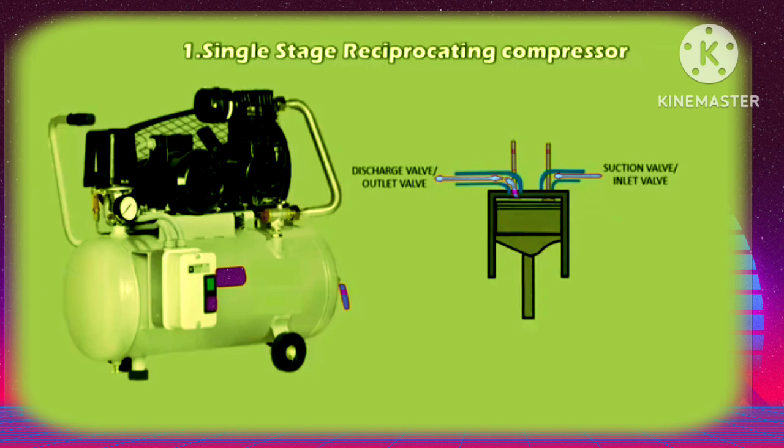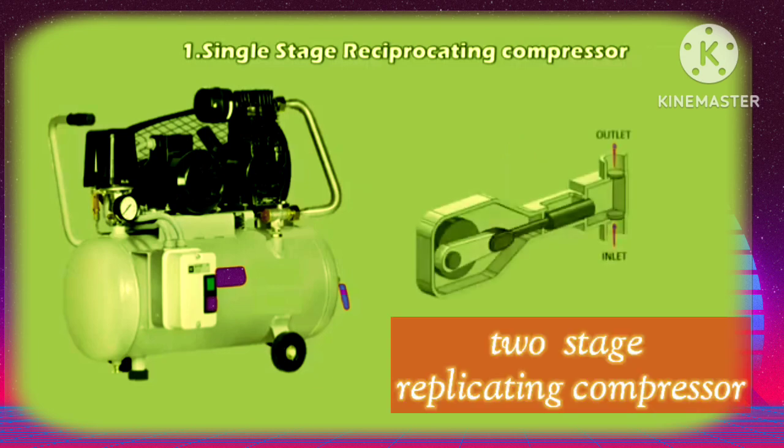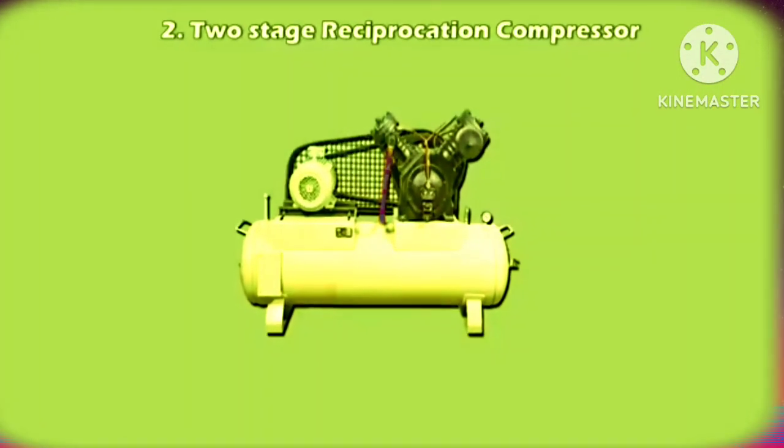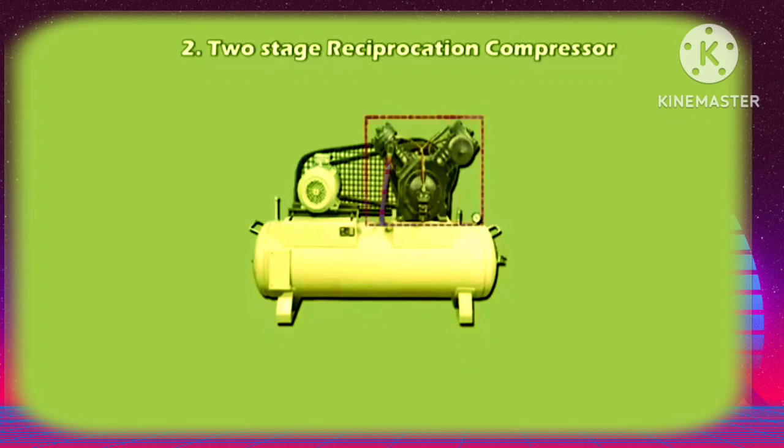Two-stage reciprocating compressor. With two-stage air compressors, the air is compressed in two stages. In between the stages, the air is cooled.